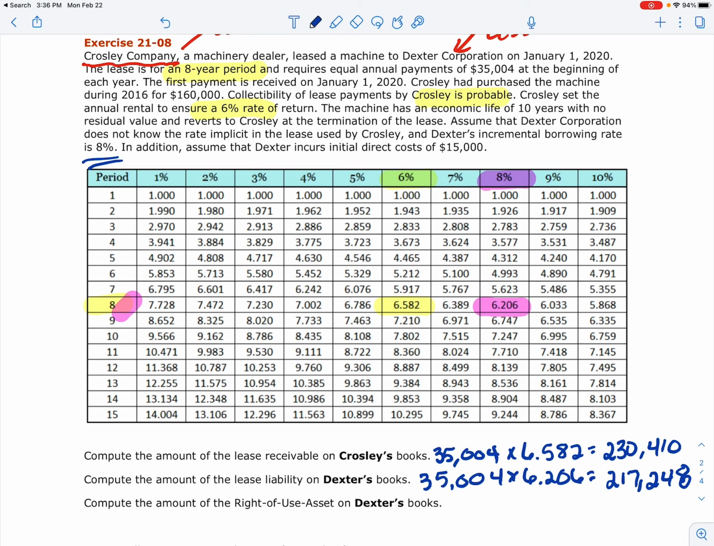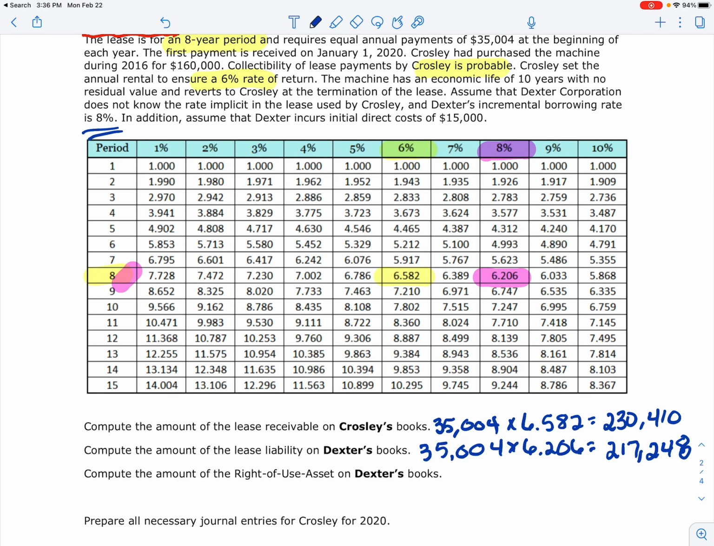But also, on Dexter's books, looking at this right of use asset and what that would be recorded at, remember, if they have an initial direct cost of $15,000, we need to add that to the cost. So we're going to take that lease liability and we're going to add that $15,000 in. So my right of use asset is going to be recorded at $232,248.